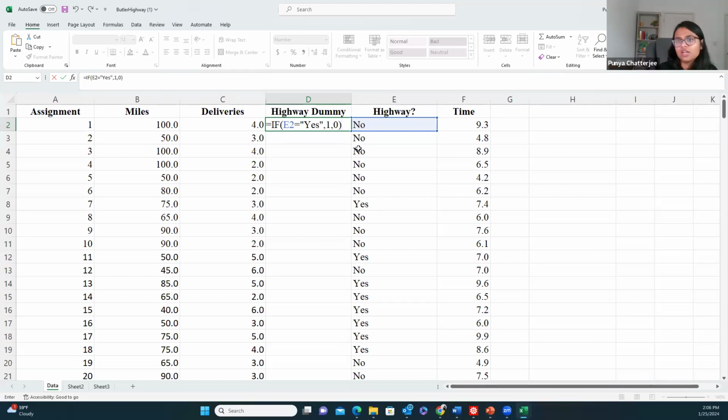Okay, good, thank you. So once I do that, just hit enter. So this gives me 0, which is good, right? So I want 0 because it's no. The corresponding highway is no.